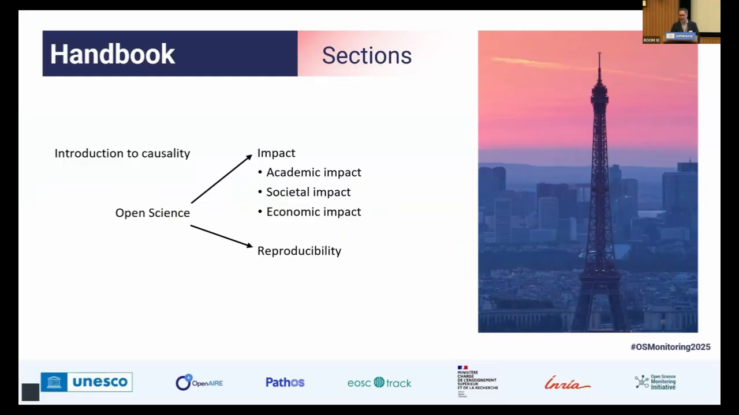Okay. So this is how we structured the handbook. So here are the different sections where we have an introduction to causality, and I'll say a little bit more about that soon. Then we have a section on open science, where it covers a variety of aspects around open science, including also outputs, but also a number of other aspects. In terms of impact, we're looking, again, to cover things quite broadly, as we have a section on academic impacts, on societal impacts, and on economic impact. And finally, we have one specific section devoted to reproducibility.